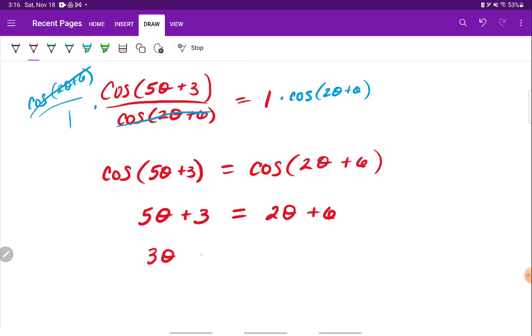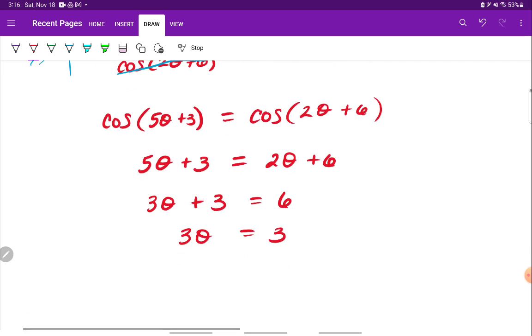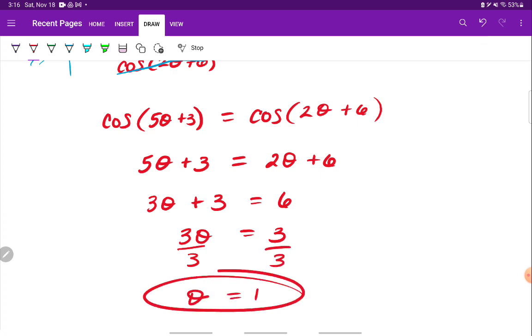Subtracting 2 theta from both sides. Subtracting 3 over. And dividing. We get theta equal to 1.